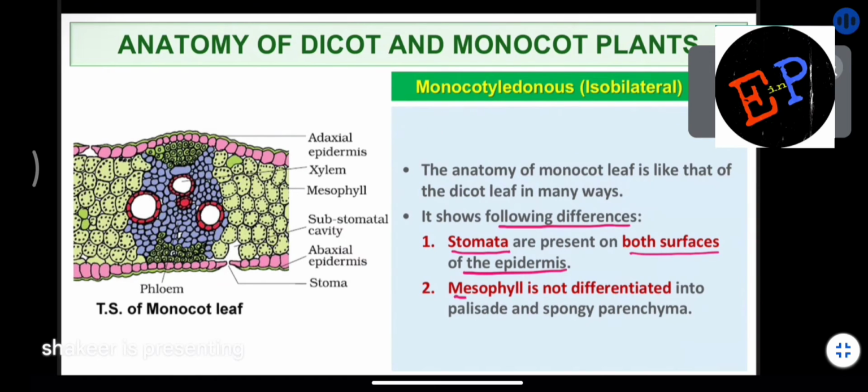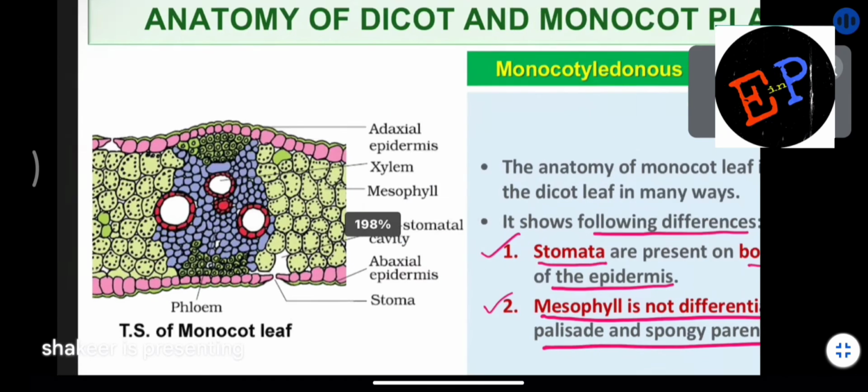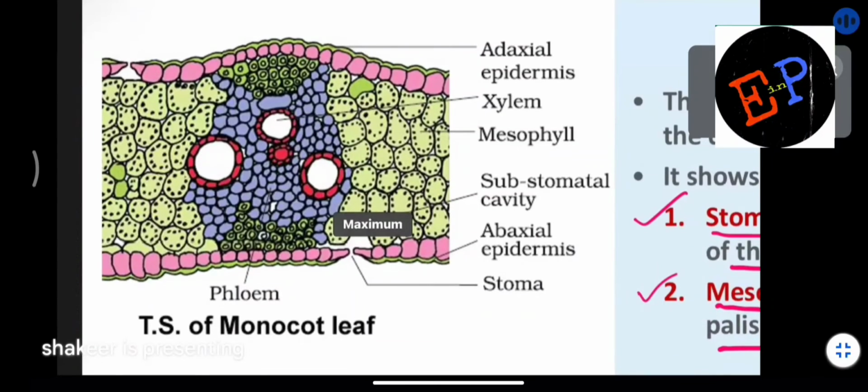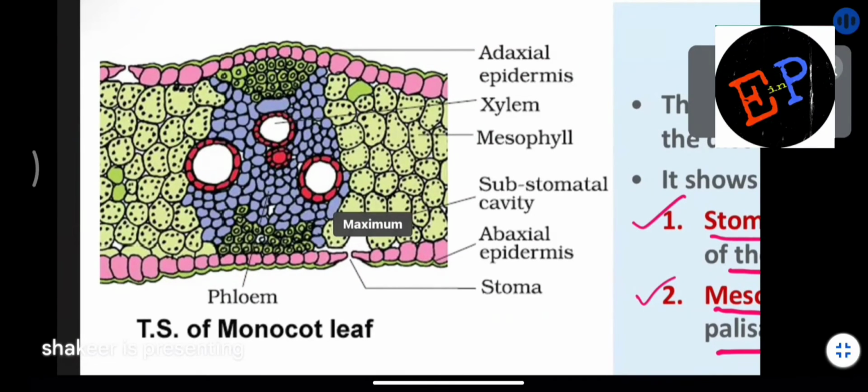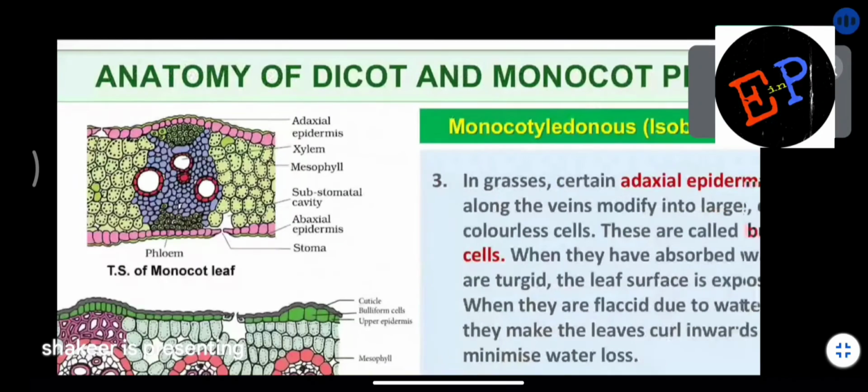And the mesophyll is not differentiated into palisade and spongy. In the case of a dicot leaf, the mesophyll was divided into palisade as well as spongy. But here there is no such division. There is only one kind of mesophyll cells. Clear? So these are the two important differences between monocot and dicot. All the remaining characteristics remain the same: adaxial epidermis, xylem, mesophyll, substomatal cavity, abaxial epidermis, stoma, everything remains the same.